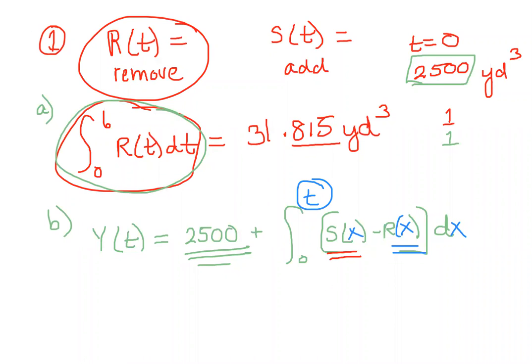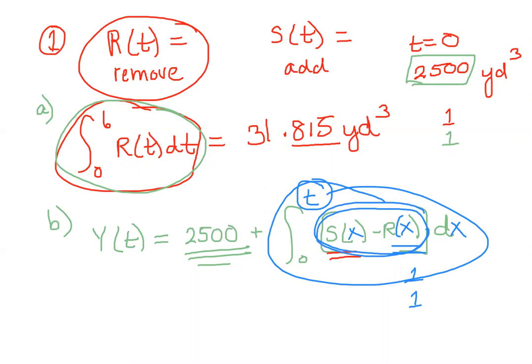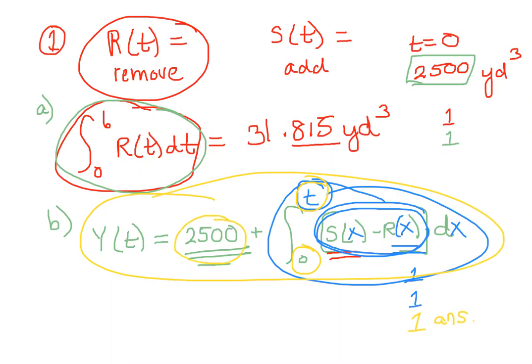All right, let's see what you would have gotten for points for this. You could have gotten 3 points. 1 point for the integrand, 1 point for the limits, and 1 point for the whole answer, which is everything right here, including the 2,500. Okay, let's see the next part.